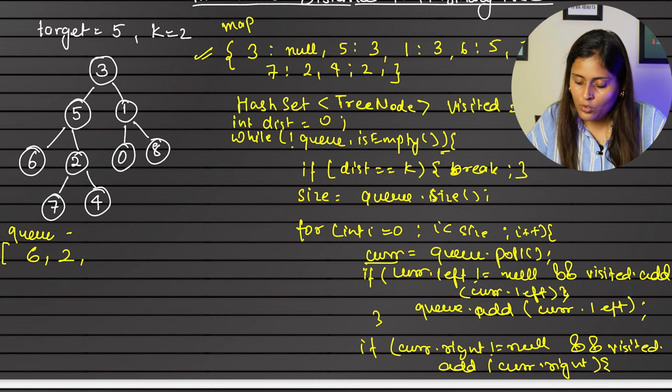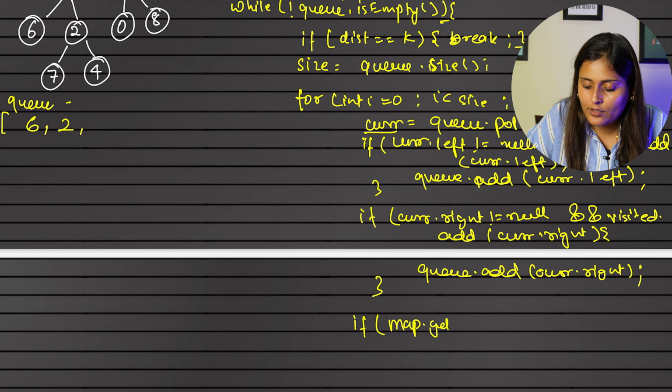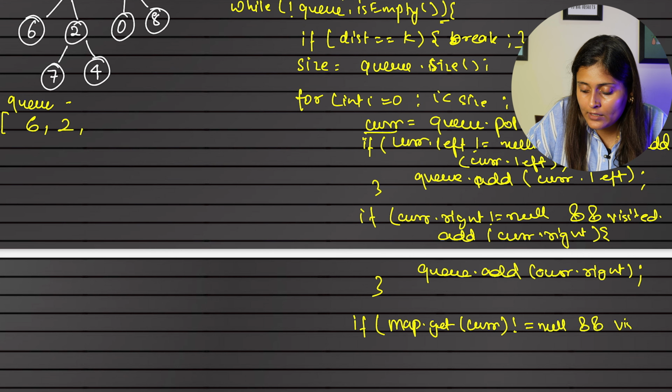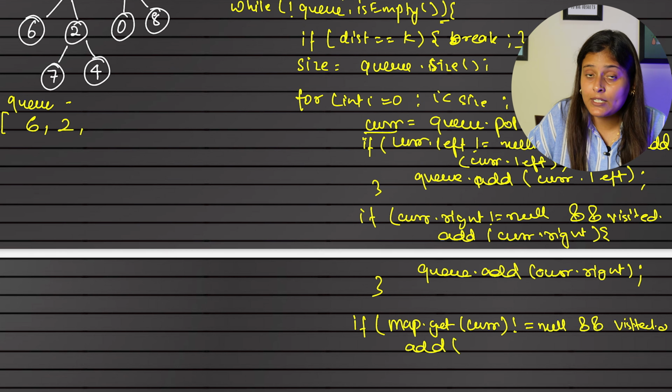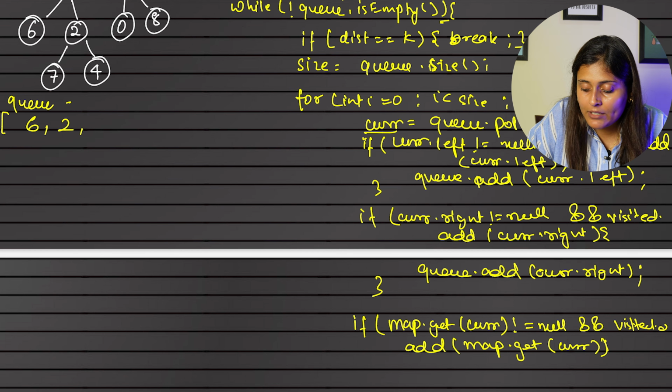Okay, so what we'll write is: if map dot get with current, we'll get the parent, if it is not null, and also in the visited, if we add map dot get for current. So map will give us the parent, right? So with the help of current, we'll get the parent, and we'll try to add it in the visited.